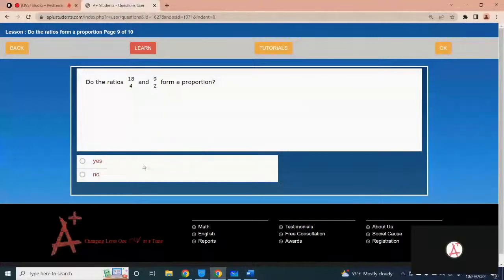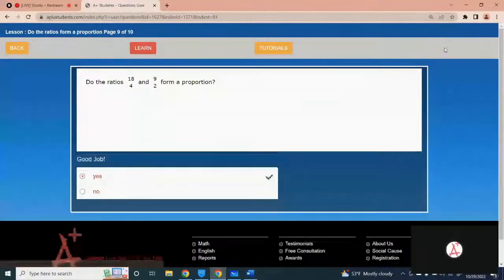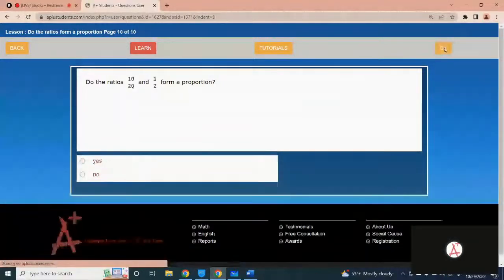Yes, they form a proportion. Got it? Just select the correct option and click on the OK button. Okay, do the ratios 10 by 20 and 1 by 2 form a proportion? Is it yes or no? Yes, they form a proportion. The answer is yes. Got it.